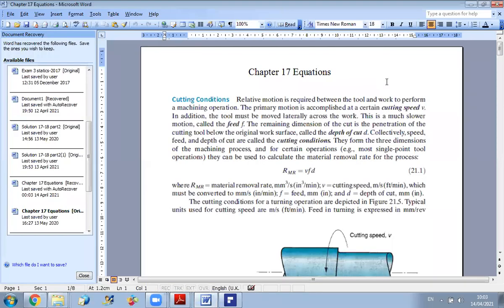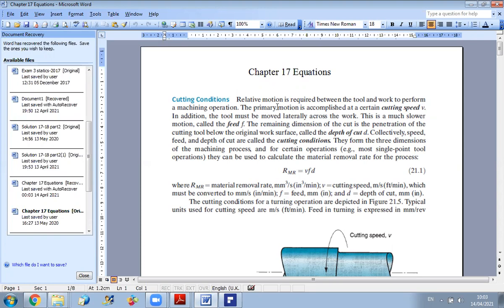We will go first over the main equation involved in this chapter before starting problems. So first, we will see what the cutting conditions are and what equations will be used in this case. In cutting operations, relative motion is required between the tool and work to perform a machining operation.